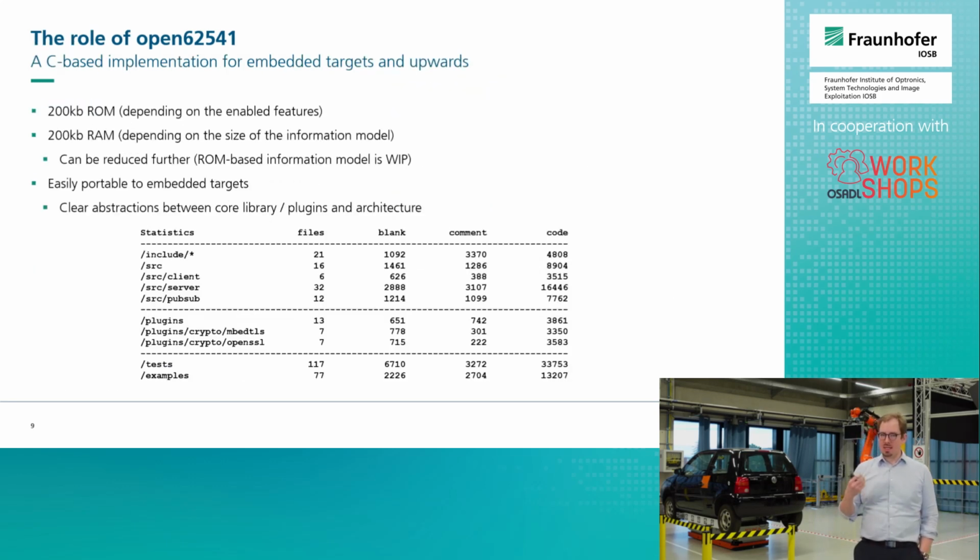So our role as the implementation in C is of course different from all the other implementations that use Java or that use C#. So we aim for embedded targets and upwards. And depending on the features that you configure, we can get down to 200 kilobytes of ROM and RAM. So the information model in the server obviously has a big impact there, but we are already experimenting with a ROM-based information model. That's work in progress, but looking quite promising to even reduce the RAM consumption quite a bit more.